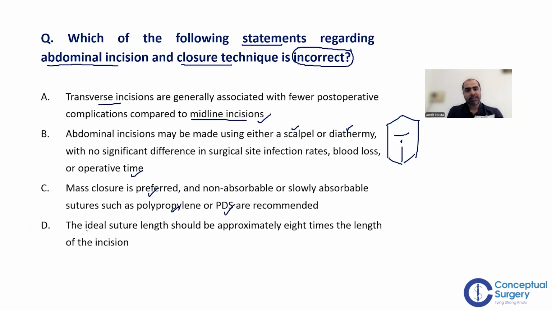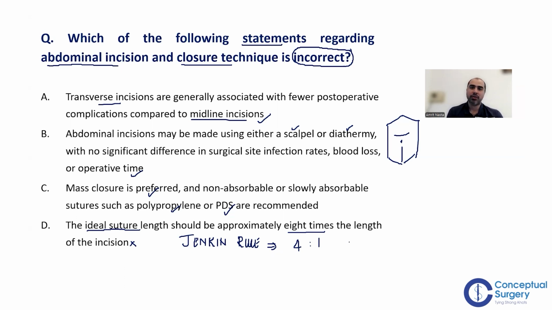The ideal suture length should be approximately 8 times the length of the incision. This is wrong. Because there is a rule which is called Jenkins rule. It tells you the length of the suture material should be adequate. If the length of the suture material is less compared to the length of the incision, you may be compromising in your bites. So what does the rule say? The length of the suture material should be at least 4 times, not 8 times.